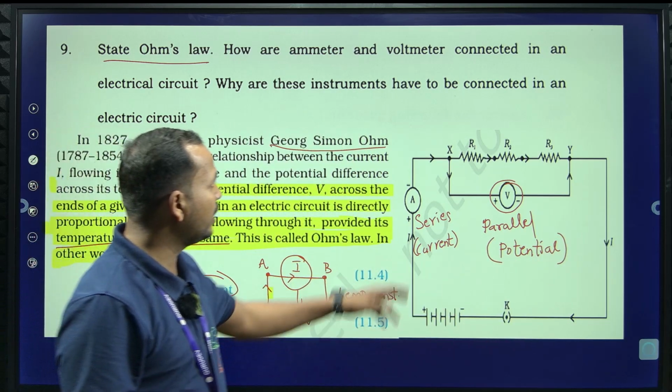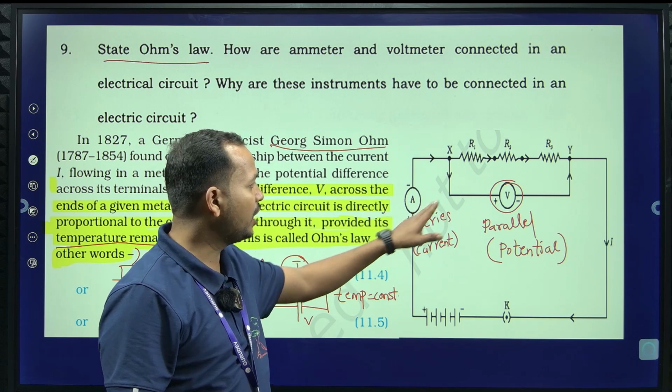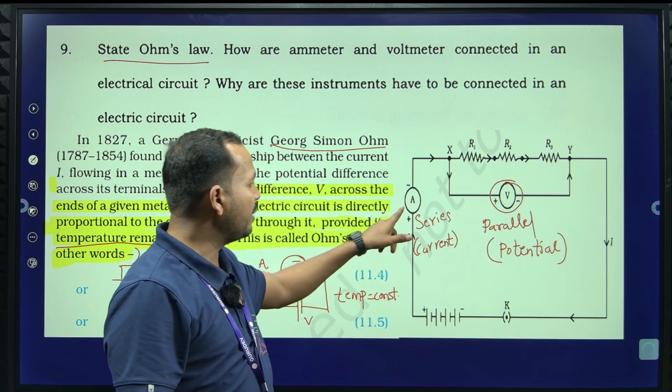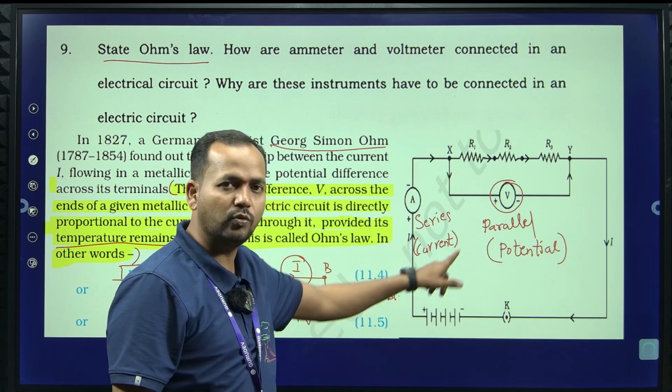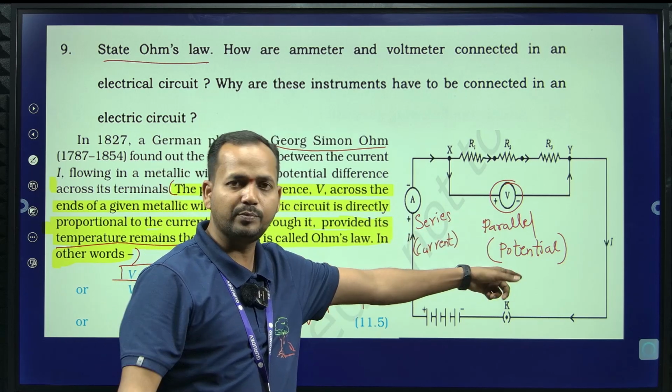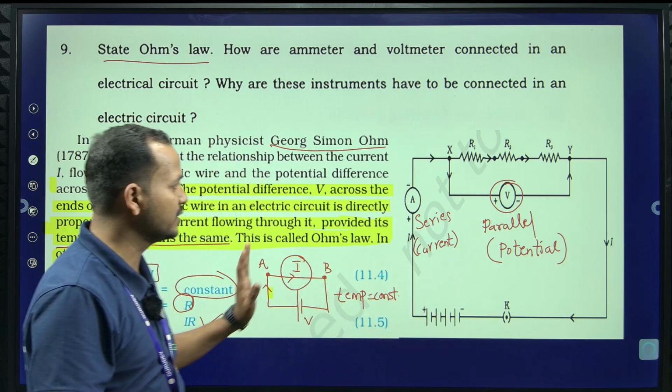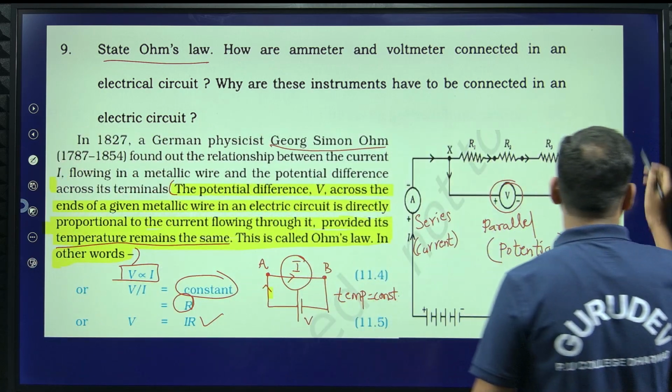So how do we have to connect the ammeter? Series. How do you have to connect the voltmeter? Parallel. Ammeter, what does it do? It measures the current. Voltmeter measures the potential difference. So this is the answer for that. Okay. Next.